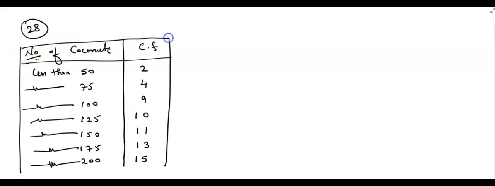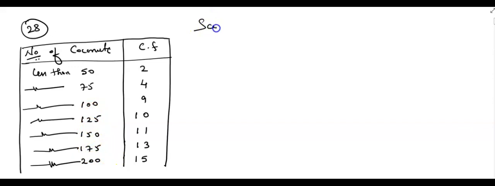Okay. Now we are supposed to draw the less than type ogive curve. Now see here, students. Whatever they have given as number of coconuts, these all are our x values. And you can see here 2, 4, 9, 10, 11, 13, 15, these are our y values. Got it? So here 50, 75, 100, these all are in which table? Can you see? It's in the form of 25. Correct? 50, after 50, 75, then 100, 125, then again 150, 175, 200.